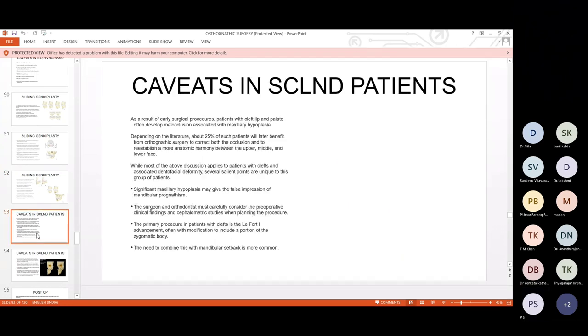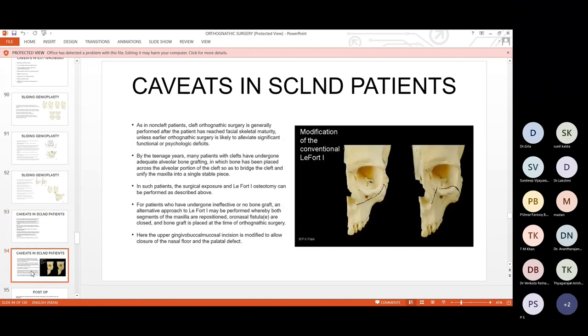In a case of secondary cleft lip nose deformity patients, the surgeon and orthodontist must carefully consider the preoperative clinical findings and cephalometric studies when planning the procedure. One of the most important things is that all these cleft lip and palate patients would have achieved excellent speech by a good palatal procedure. Now, if you try to do any maxillary advancement, most of the time they will end up with VPI, that is velopharyngeal incompetence. So it is always better to plan, if possible, an inverted L or probably a mandibular setback. The upper gingivobuccal incision is modified to allow closure of the nasal floor and the palatal defect.